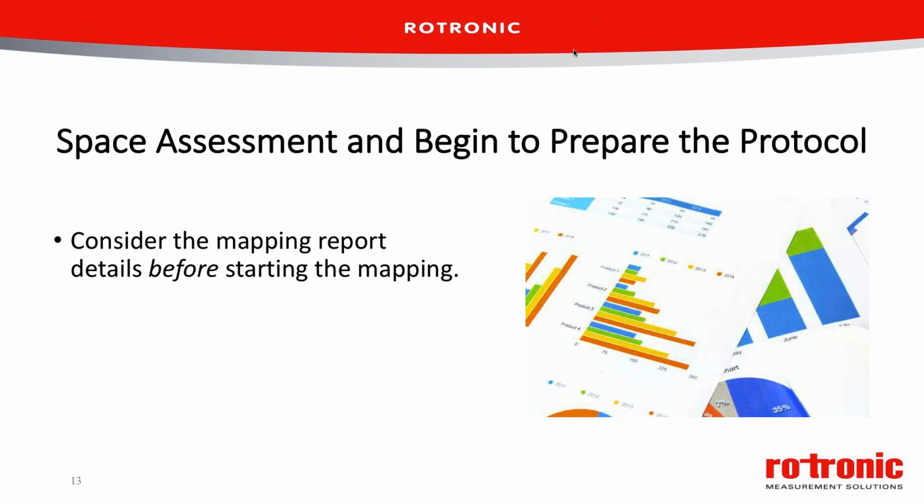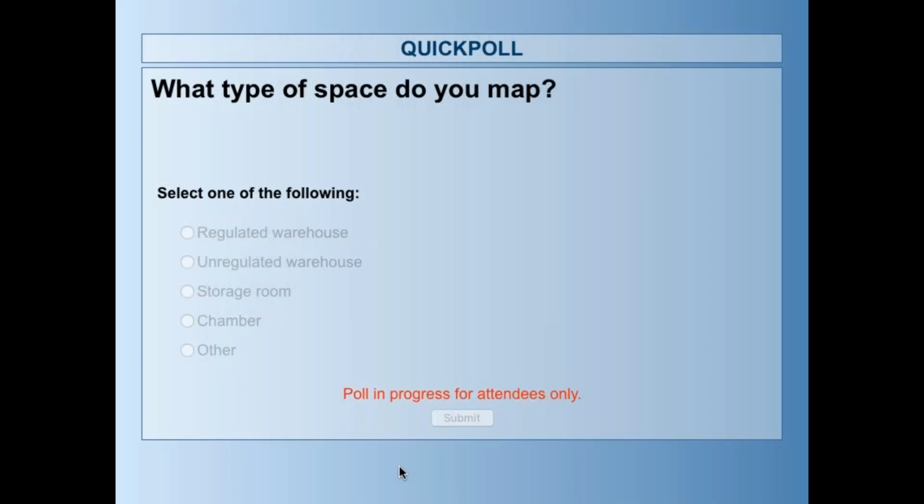I'm going to turn it back over to Bruce again for another quick poll. Okay, yeah, this is our last poll, folks, so you want to make sure you get in on this one. This is an easy one. What type of space do you map? And you can only select one in this, so just select the one that's most common that you map. Is it a regulated warehouse, an unregulated warehouse, a storage room, a chamber, or something else?